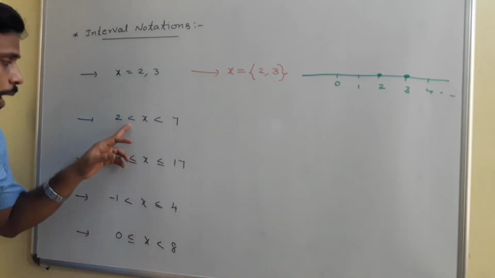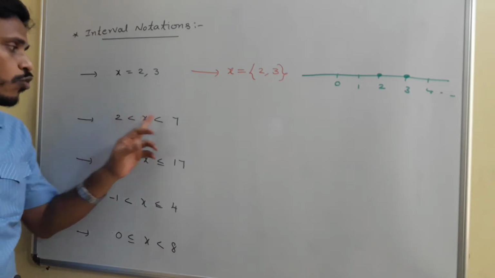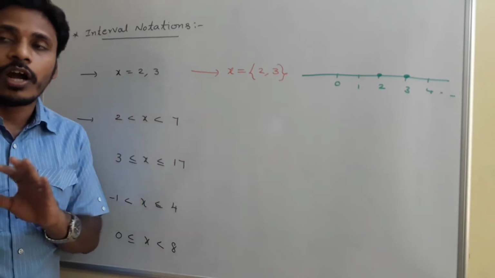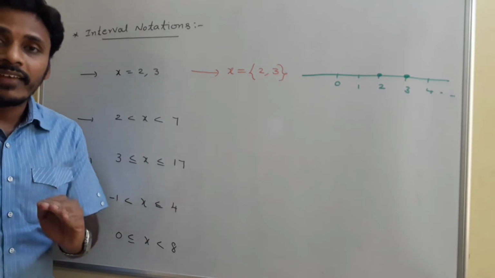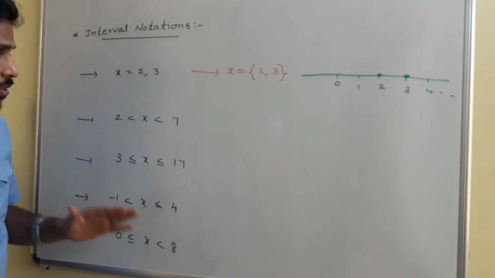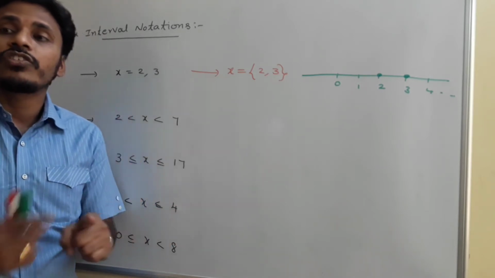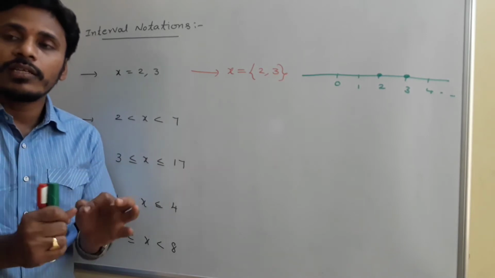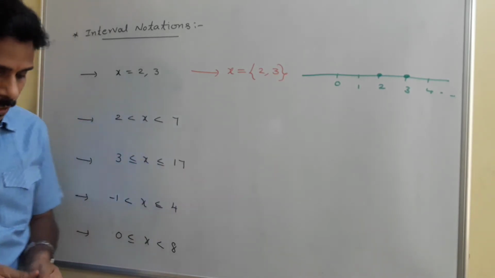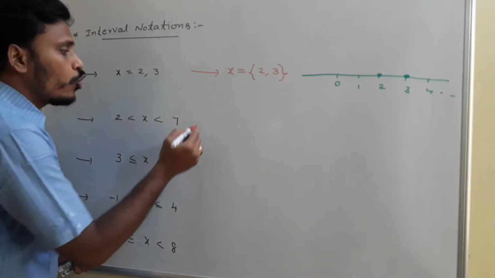And here the equality sign is not there for 2 and 7. So 2 is not a possible value of x. 7 is not a possible value of x. But every value in between 2 and 7 is clearly a possible value for x. So in this case, the solution is represented as follows.